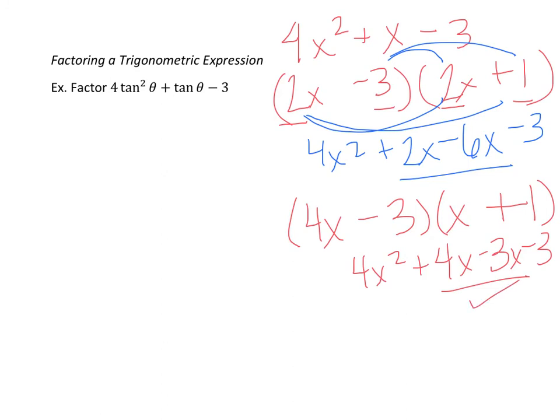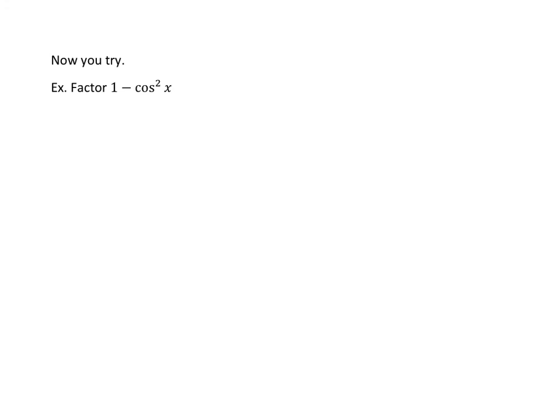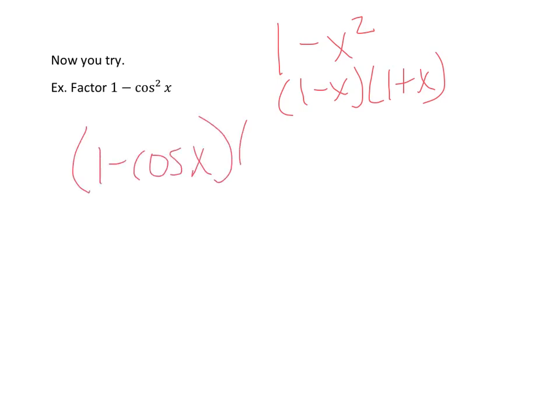So over here, when I go back to tangent, this is going to be parentheses 4 tangent theta minus 3, parentheses tangent theta plus 1. Try factoring this one. This is like the first one we did. This would be like factoring 1 minus x squared: 1 minus x, 1 plus x. Doesn't matter which order you go in. So this is going to become 1 minus cosine x, 1 plus cosine x.